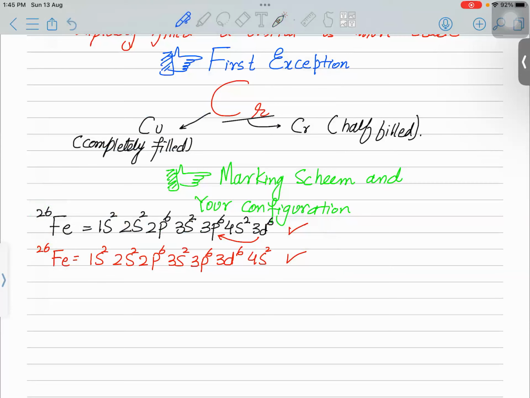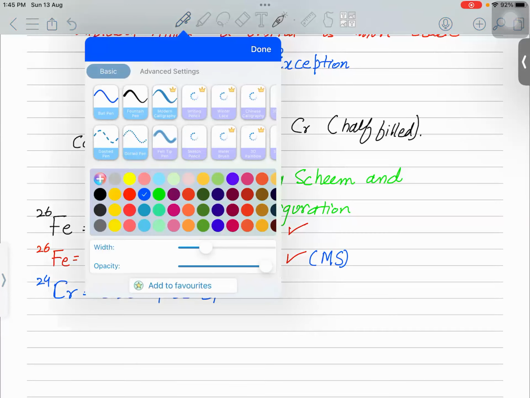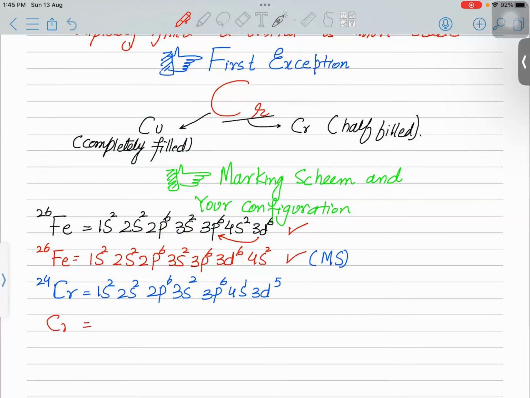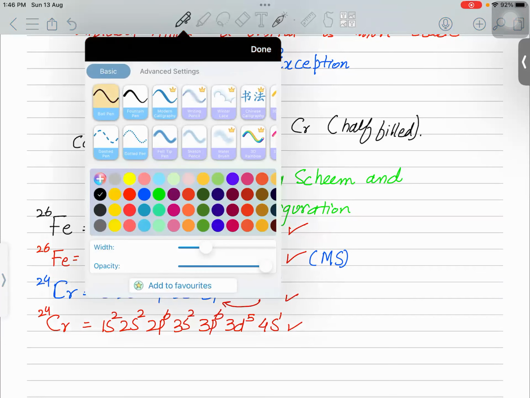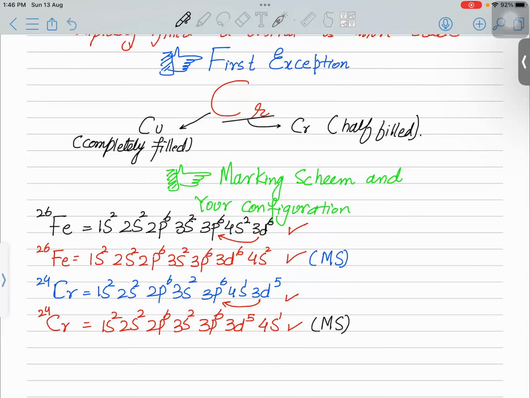Now, chromium. This is in the marking scheme. Chromium is 24. So 1s2, 2s2, 2p6, 3s2, 3p6. You know that it is half filled, so it is 4s1, 3d5. Now, can anyone rearrange it? Yes, I just put 3d5 with 3p6 and then 4s1 in the end. Very good. 1s2, 2s2, 2p6, 3s2, 3p6, 3d5, 4s1. This is in the marking scheme. So both are correct.